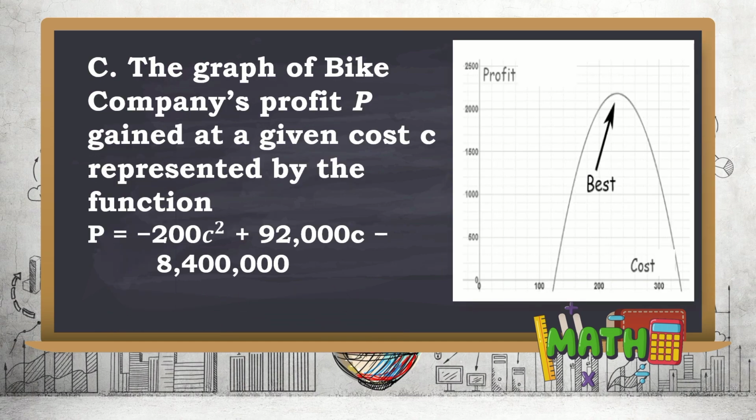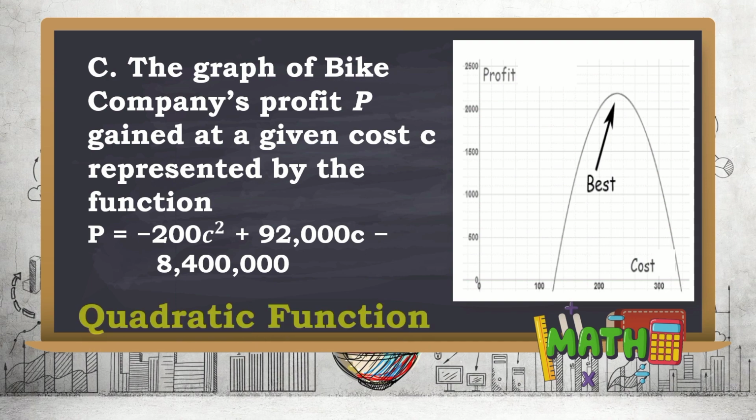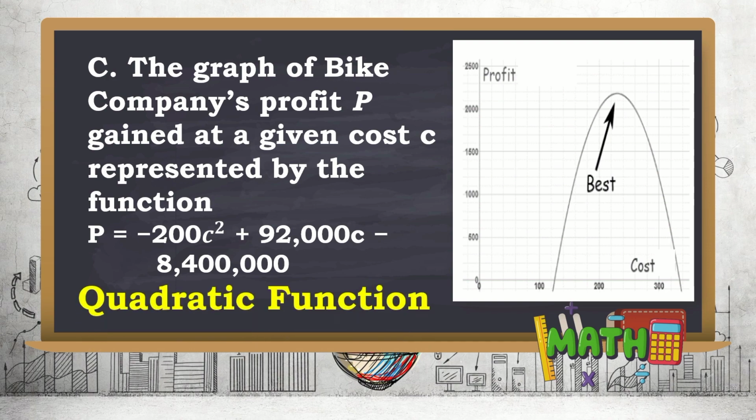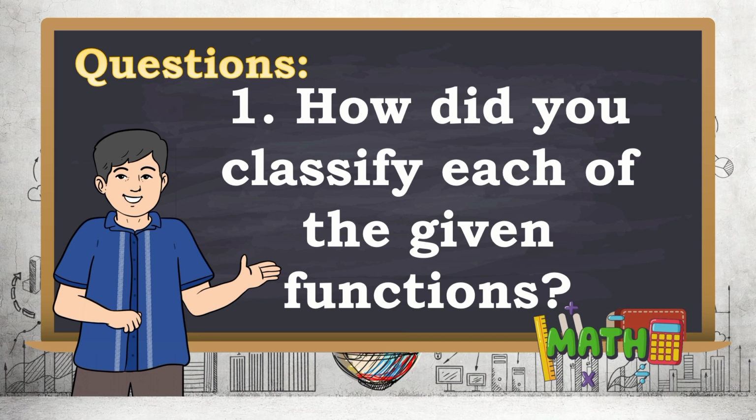Letter C. The graph of a bike company's profit P gained at a given cost C represented by the function P is equal to negative 200C squared plus 92,000C minus 8,400,000. Is that a quadratic function or a linear function? It's obvious from the graph, right? You're correct, that is a quadratic function. Now, let's answer this question. How did you classify each of the given functions?